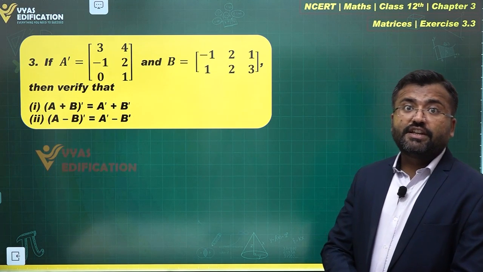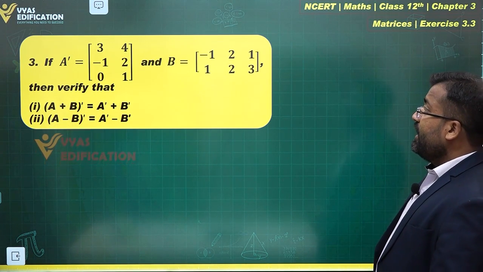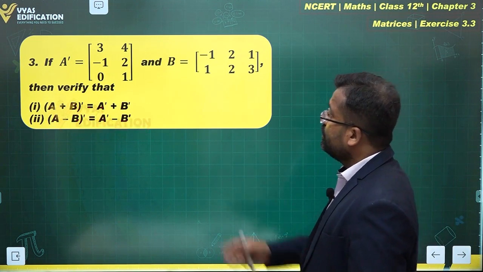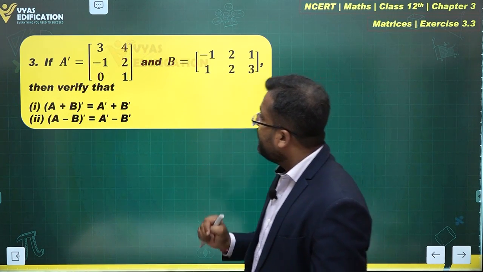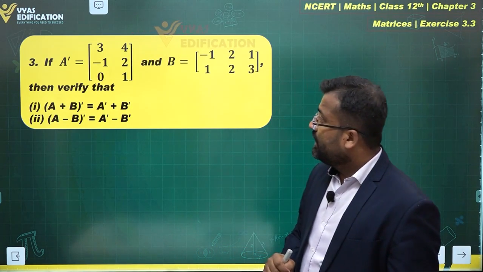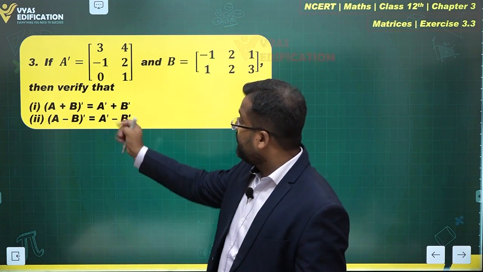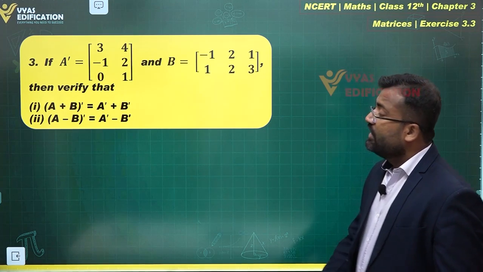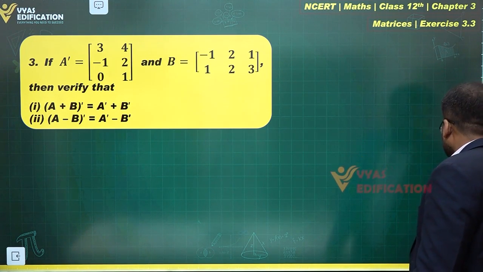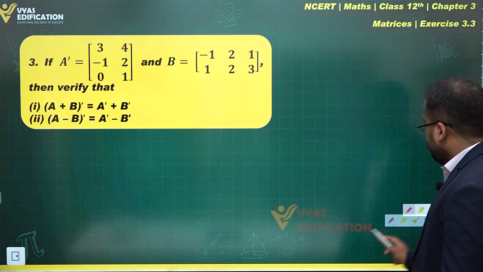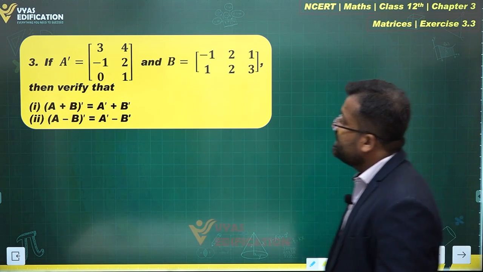Let's discuss this question next. What does the question say? If A transpose is equal to 3, 4, minus 1, 2, 0, 1 and B is equal to this matrix, then verify that. We are supposed to verify the properties of transpose for these matrices. Let's try to do that. And there are two parts. Let's try to solve them one by one. We have to verify that these properties are true for these matrices as well.